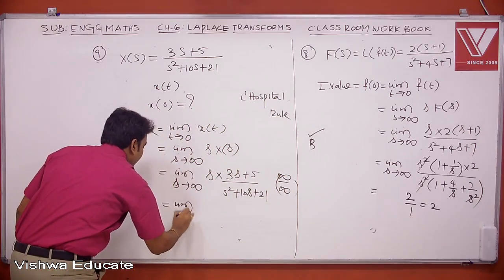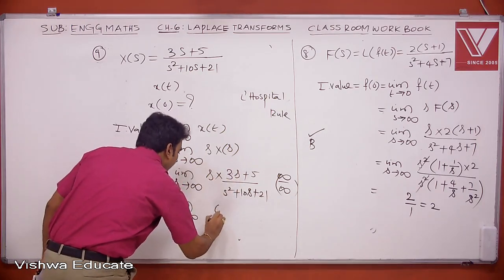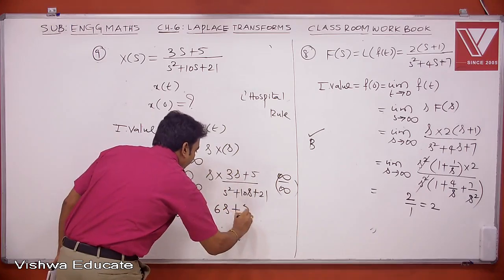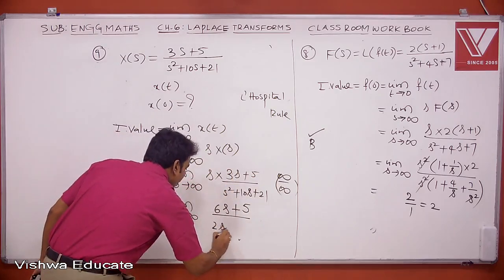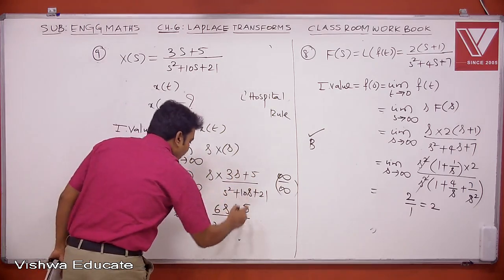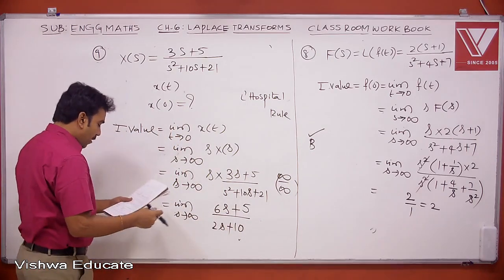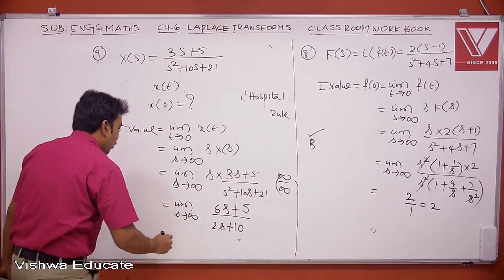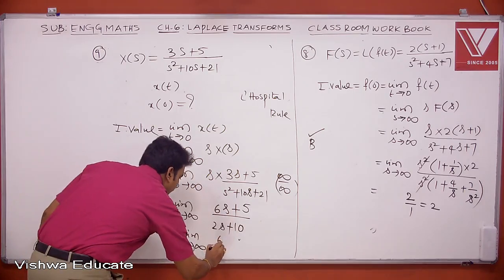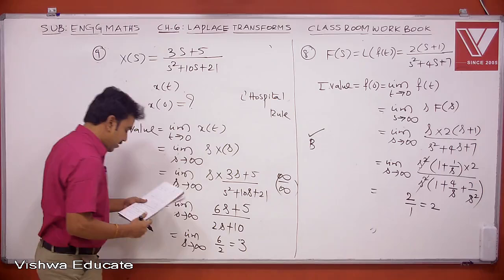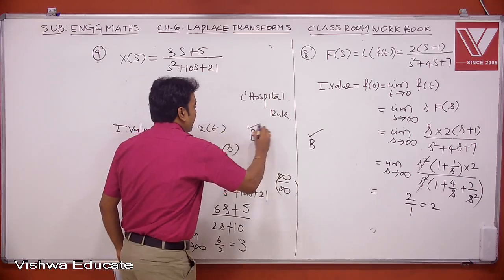So therefore this is limit s tends to infinity. The derivative of the numerator 3s square plus 5s is 6s plus 5, and the derivative of the denominator s square plus 10s plus 21 is 2s plus 10. Again it becomes infinity by infinity form. So apply L'Hospital rule once again. So this becomes limit s tends to infinity, the derivative becomes 6 divided by 2. So therefore this is 3. So therefore its initial value is given by 3. Option number B. Note this.